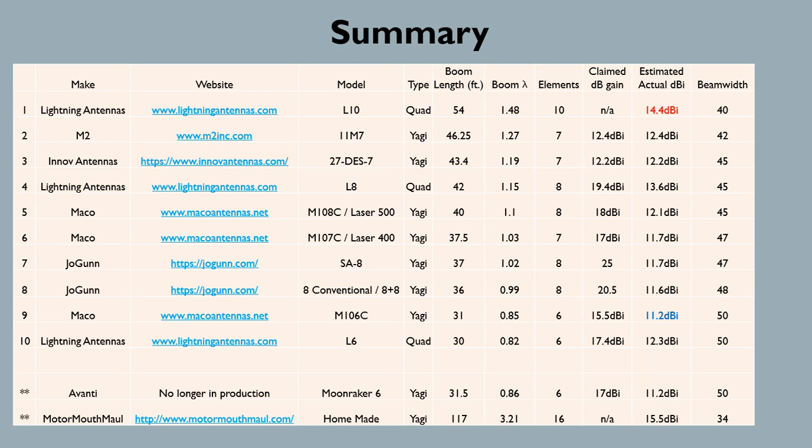And what's interesting, you saw the quad has extra gain. So some of these guys with 75-foot Yagis, you think about it, this 54-foot quad actually has more dB gain than a 75-foot Yagi. Go figure.